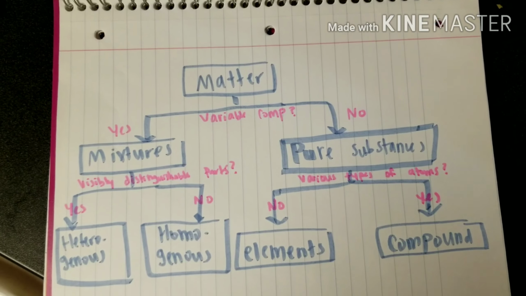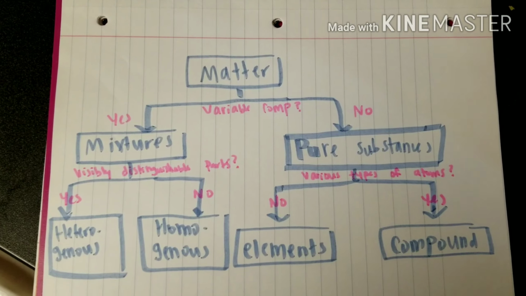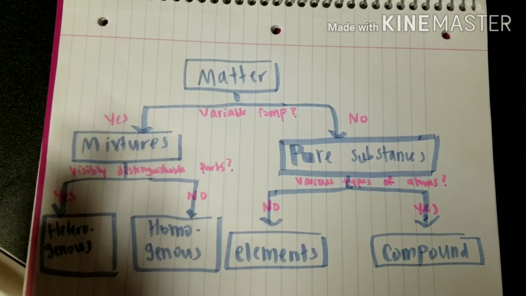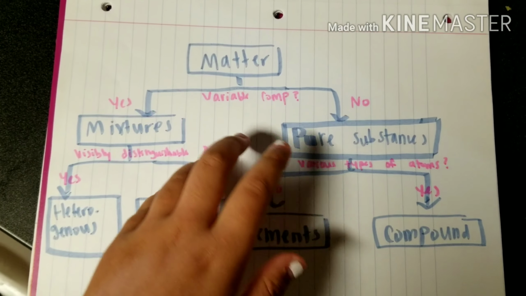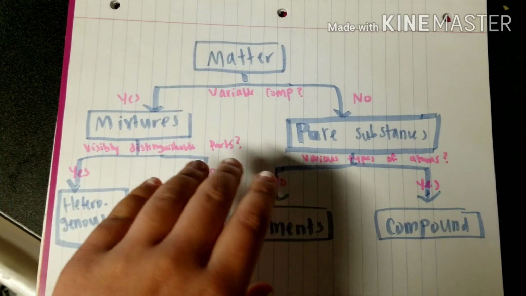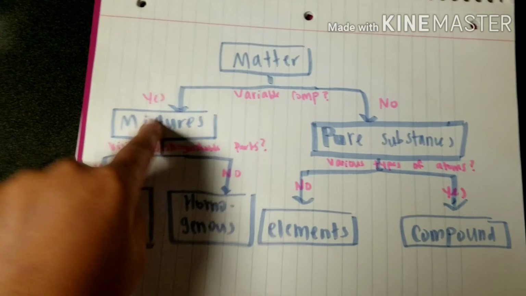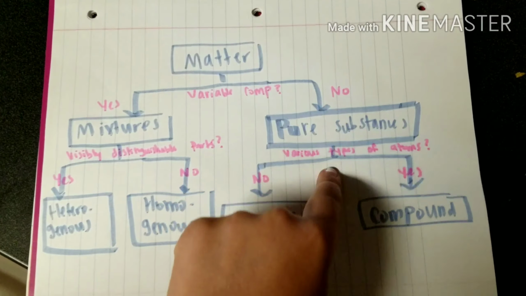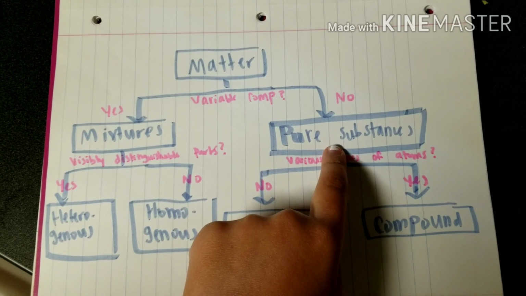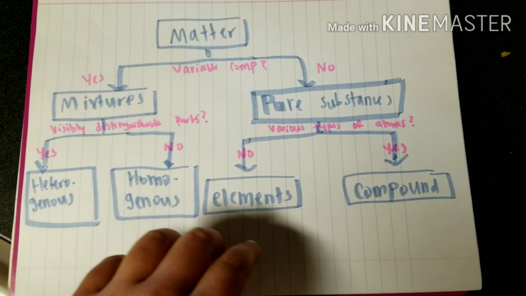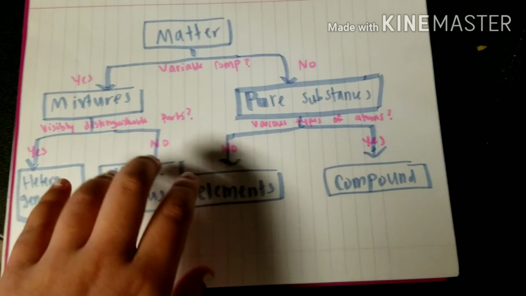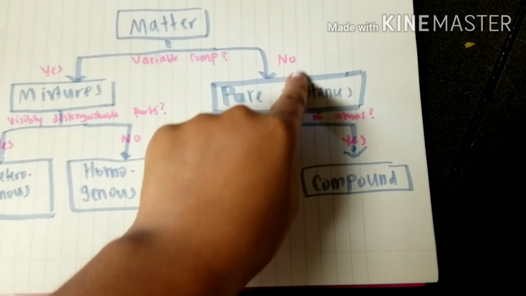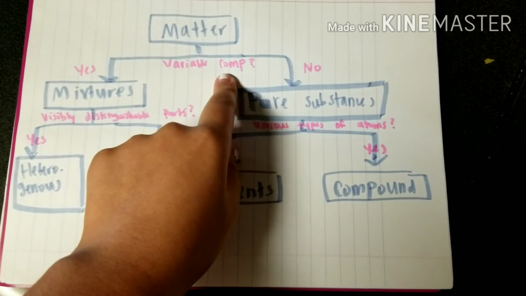So I made this little chart to show you guys to sort of distinguish between different types of matter, because matter is everywhere, but this breaks it down into two types of matter. There are mixtures, if there is a variable composition, and pure substances, if there is not a variable composition. And I'm just going to show you some examples of each of these different types of mixtures and pure substances. So what if there was no variable composition?